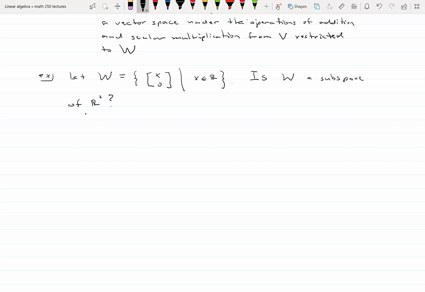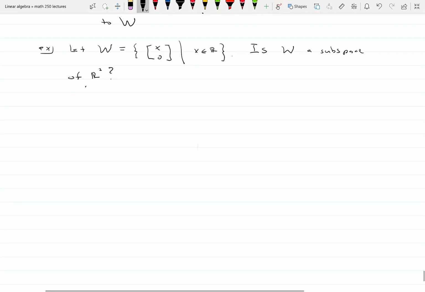Well, R2 is the xy plane. What is the subset of all elements of R2 that have the second component, or the second entry, 0, or the second coordinate 0, if you want to think of it as points? It's the x-axis. The set x0 as a column vector. Remember, we're not making a distinction between column vectors x0 and coordinates x comma 0. This is the x-axis. So the question is, is the x-axis a vector space within R2?